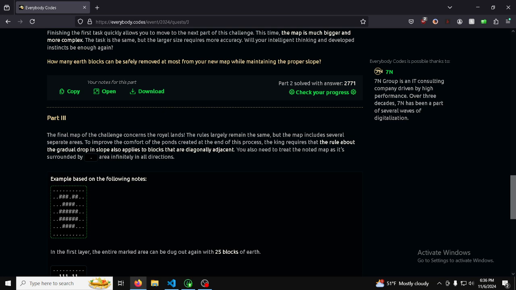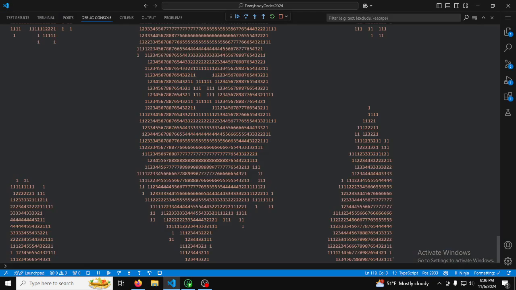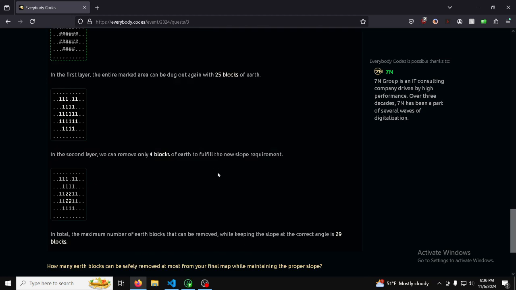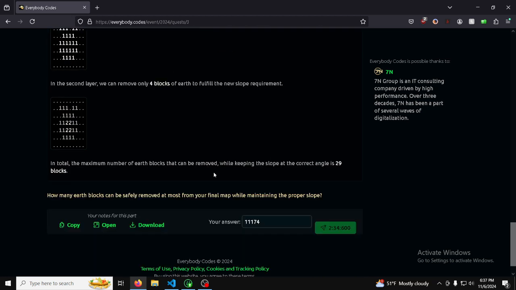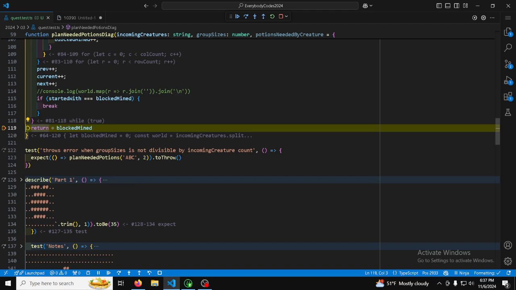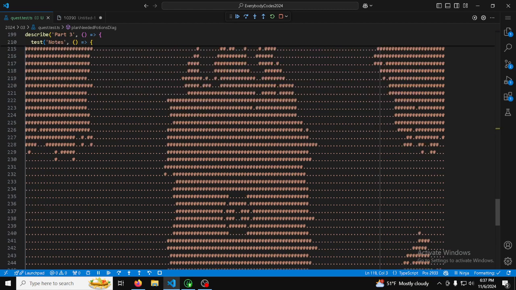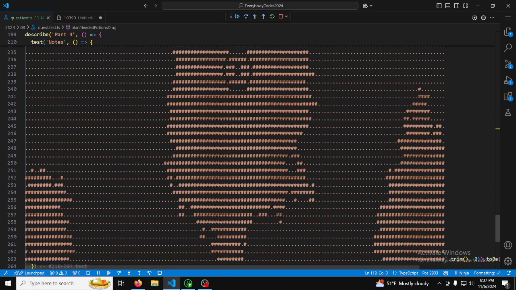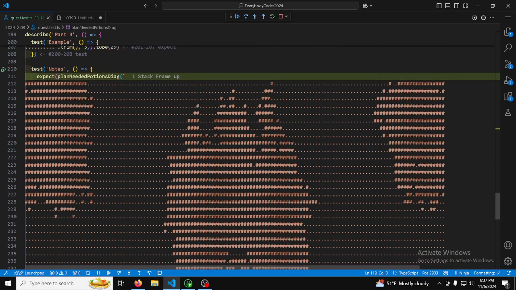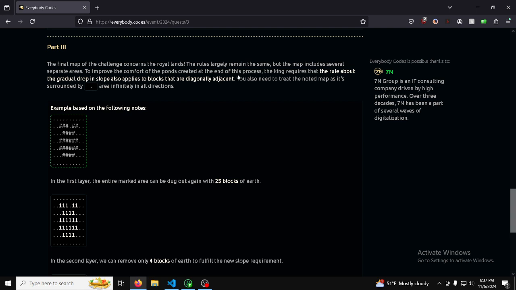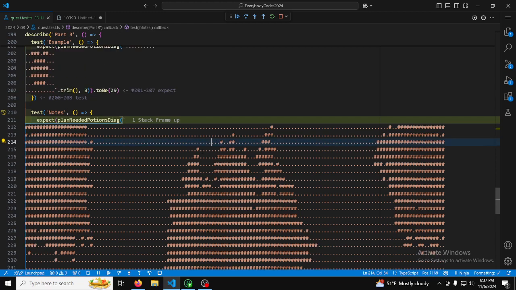Several separate areas. Diagonally adjacent. Okay, the rules are the same. Several separate areas. That's what changed. I'm supposed to do something different about the separates? Oh, you need to treat the map as if it is surrounded by things and neighboring.